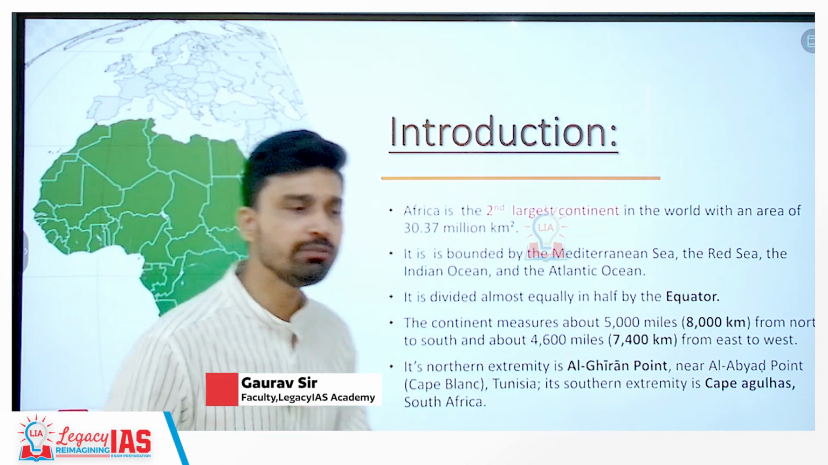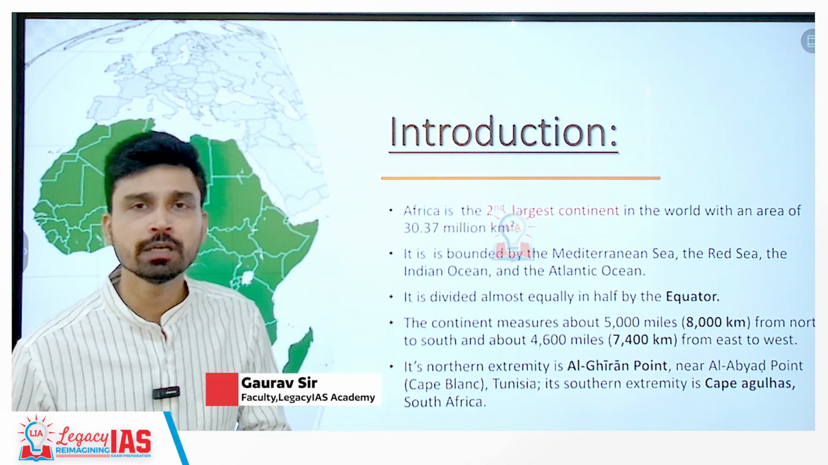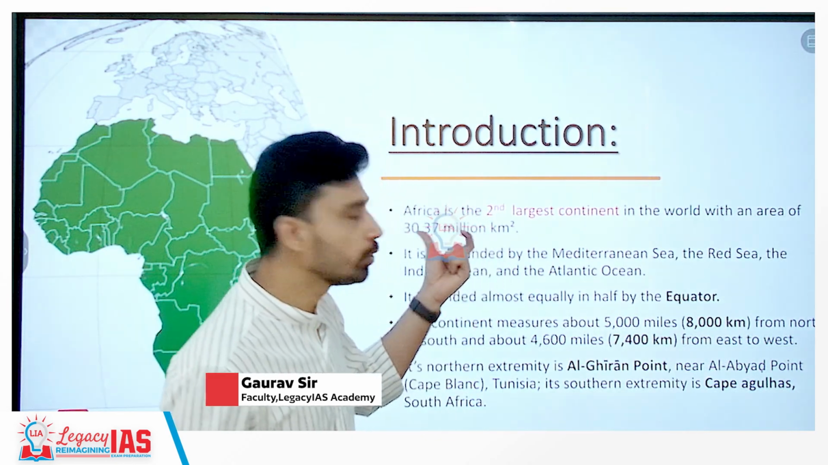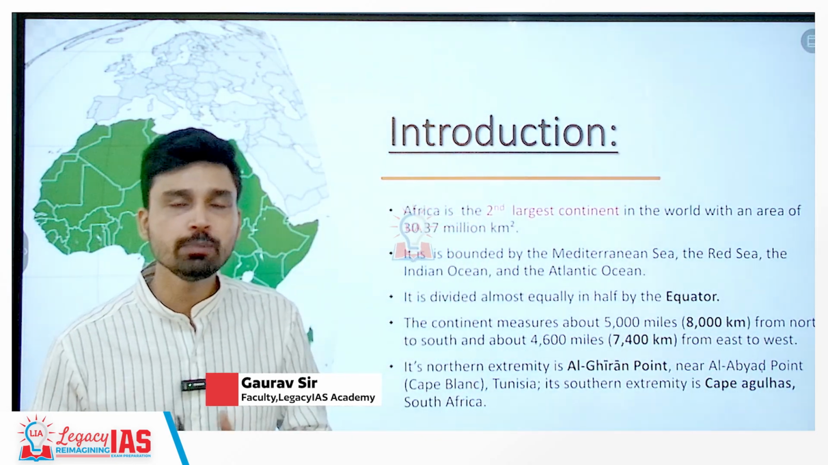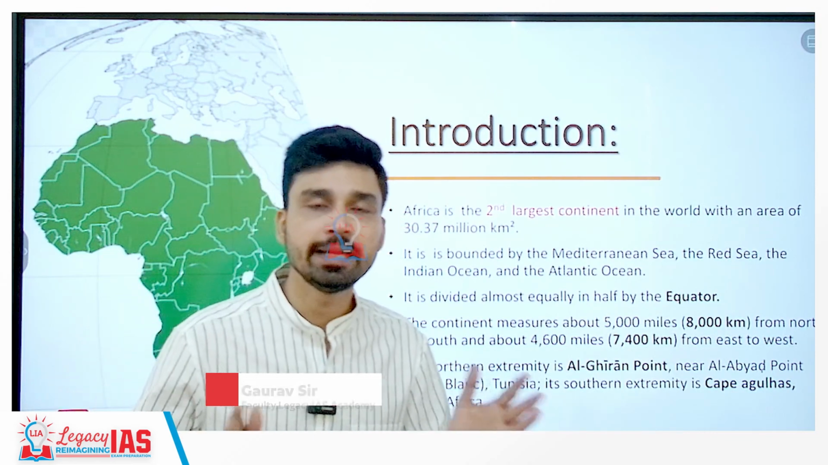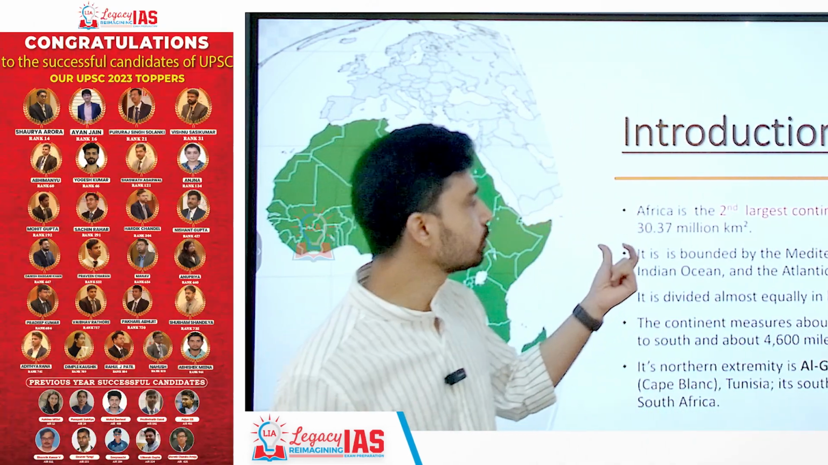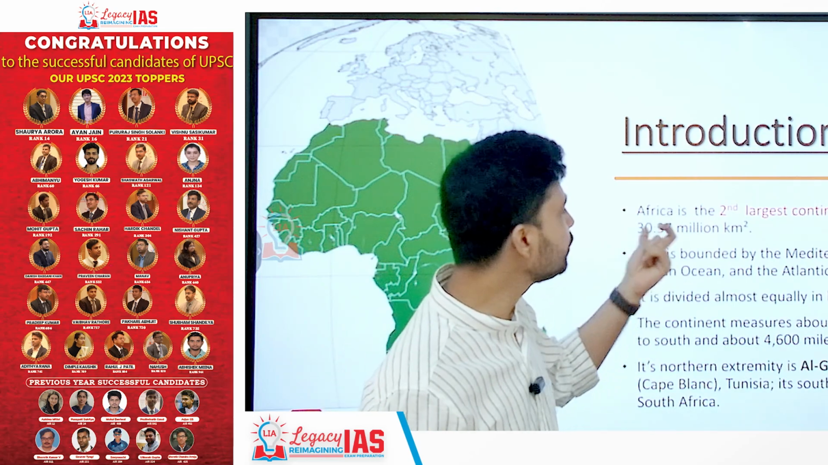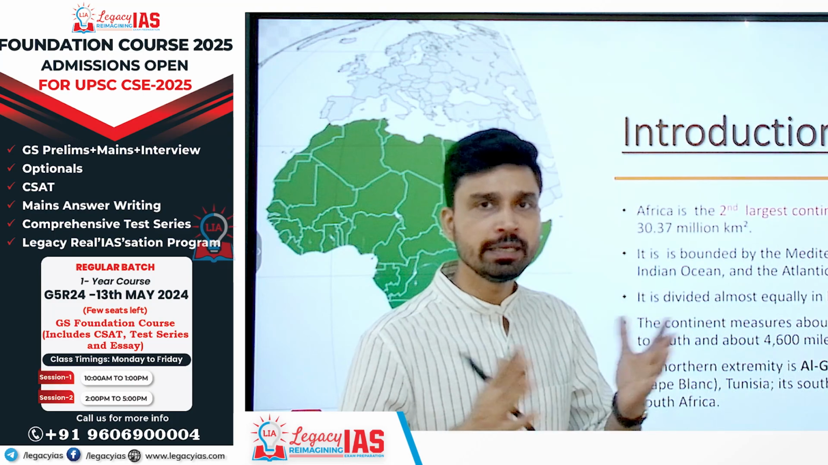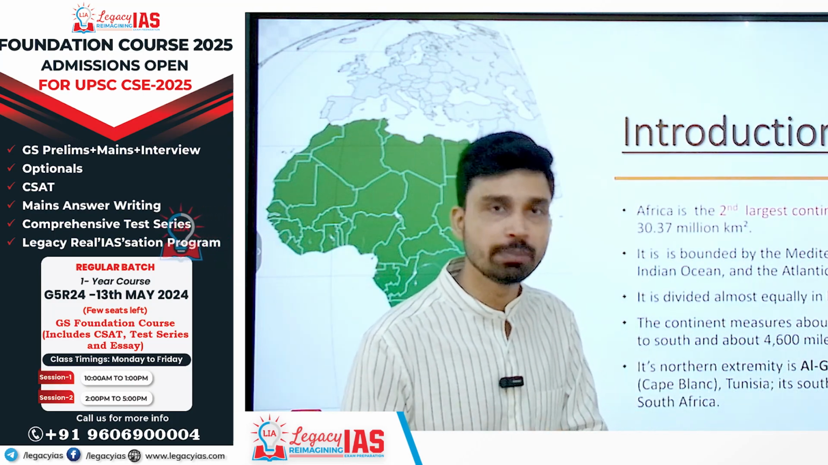So first of all, to give you a brief background about Africa, it is the second largest continent on the earth with an area of 30.3 million square kilometers. To put it into perspective, the entire area of India is about 3.2 million square kilometers. So Africa is almost 10 times bigger than India.